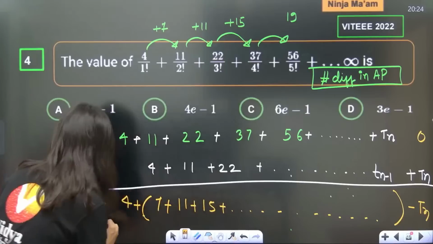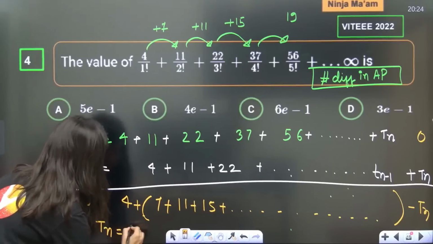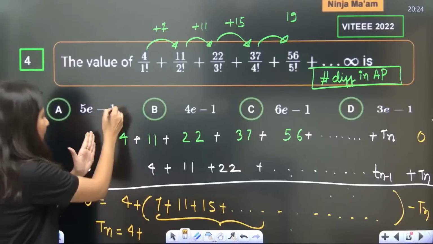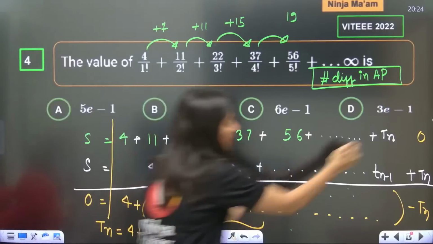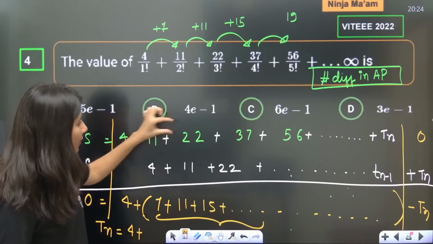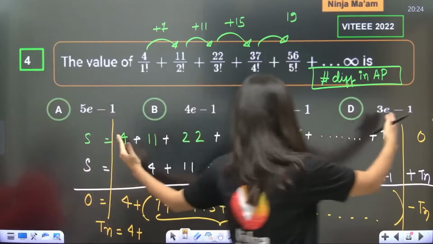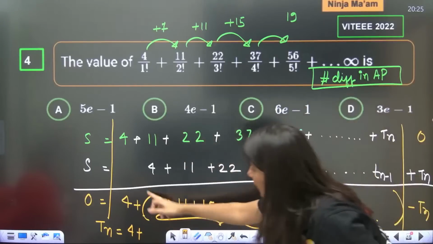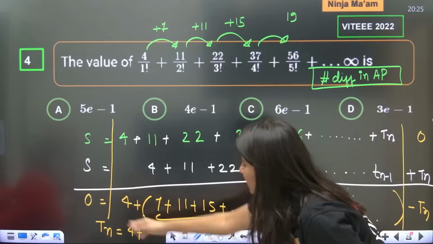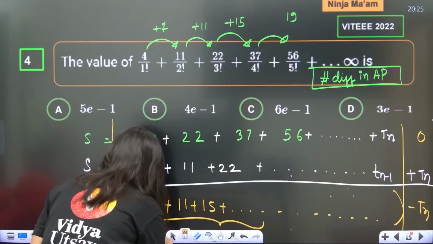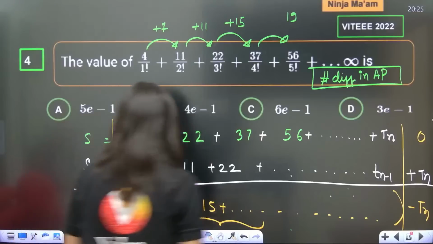So your Tn will be what? 4 plus. Now how many terms are these? Starting from here till here there are n terms, right or wrong? 4, 11, 22, 37. But if you remove the first term, this is n minus 1 terms. So you need to write the sum of n minus 1 terms of the arithmetic progression.